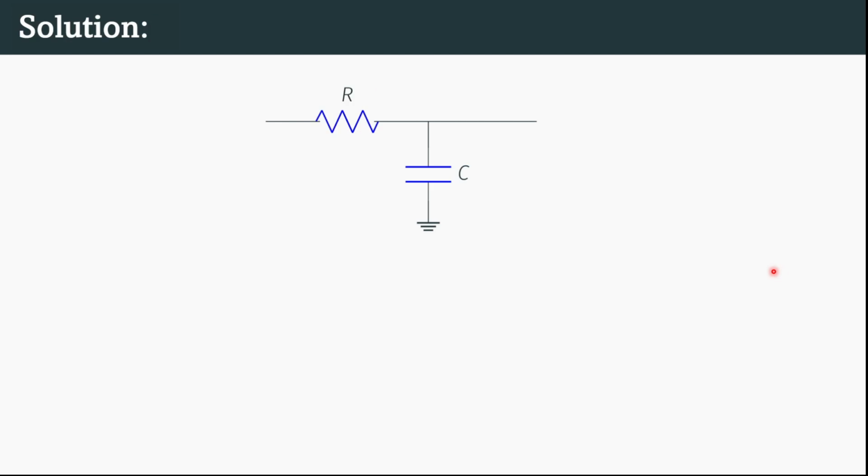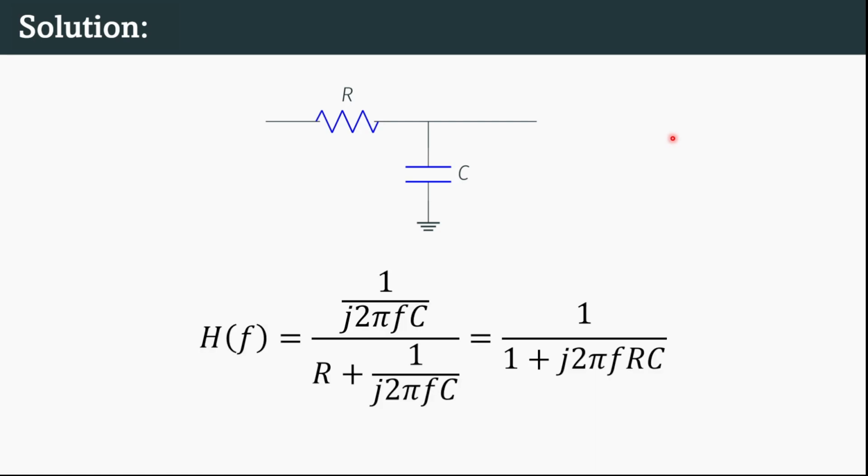So we have again our low pass RC circuit, and the output is taken across the capacitor. The very first step in the solution is to evaluate the frequency response of this RC filter, and that would be given by H of f is equal to 1 by 2 pi fC divided by R plus 1 by j2 pi fC, and after simplification that would be equal to 1 by 1 plus j2 pi f RC.